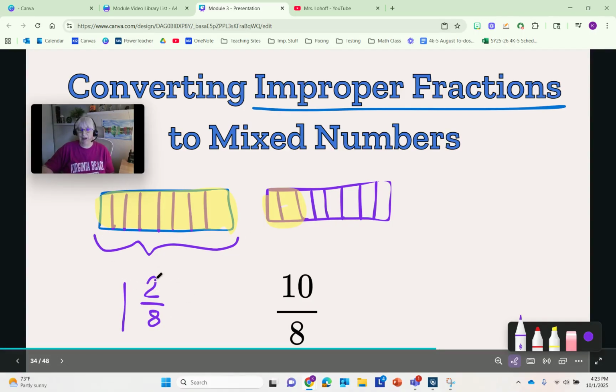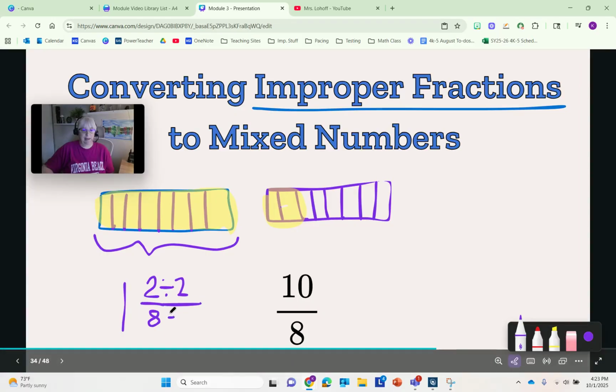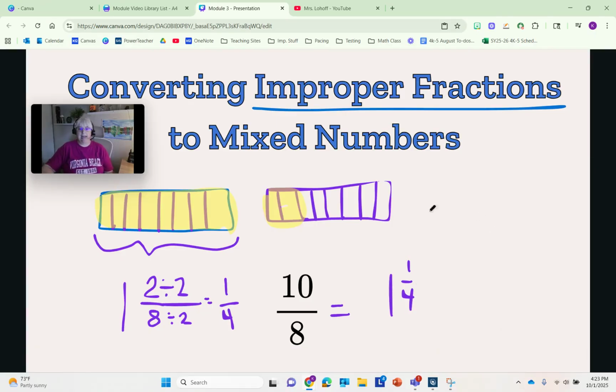But I can make this fraction into simpler terms. I see that they have a common factor of 2. So if I divide the numerator by 2, I'm going to divide the denominator by 2. 2 divided by 2 equals 1. 8 divided by 2 equals 4. So 10/8 is the same as 1 and 1/4. That is how I convert an improper fraction to a mixed number.